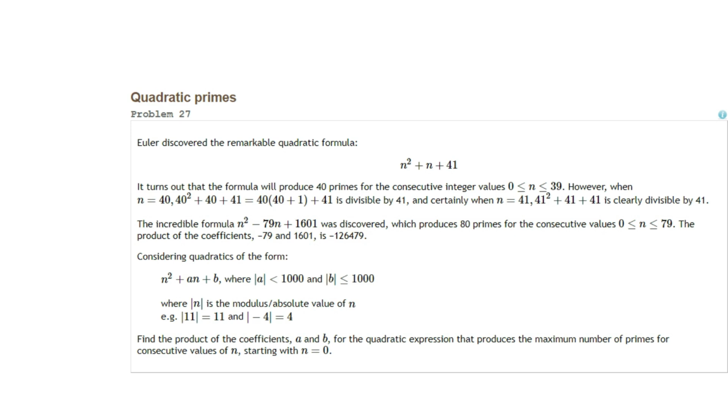One example is given where b exceeds the 1000 that we are limited to, which does produce a lot more primes. Can we find something in between? Well, let's start writing code for this. So we'll hop over to PyCharm.